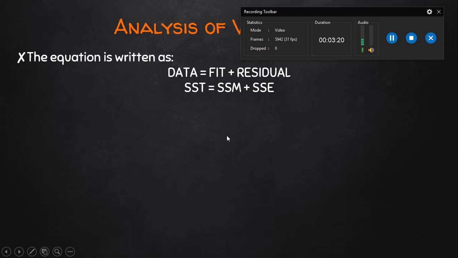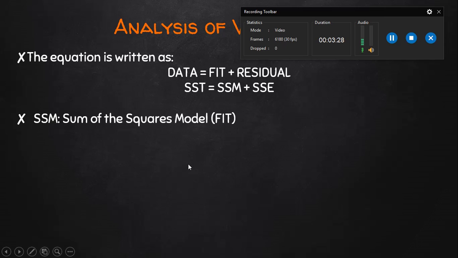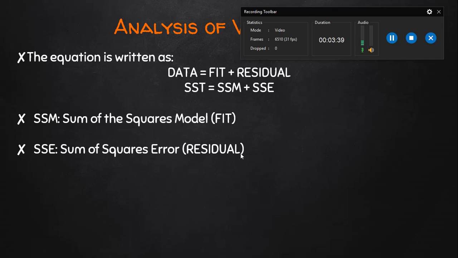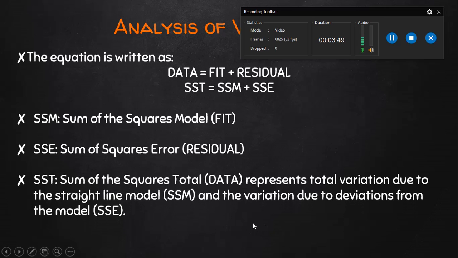What we're going to do is convert each of the parts. So the data is going to be called SST. The fit is called SSM. This is the sum of the squares model. This portion represents the fit, which has our slope and our intercept. SSE is the sum of the squares error. This will be the residual portion, our initial variation or deviations. And then SST is the sum of the squares total. This part represents the data. So each of these three parts will be abbreviated in our ANOVA table.